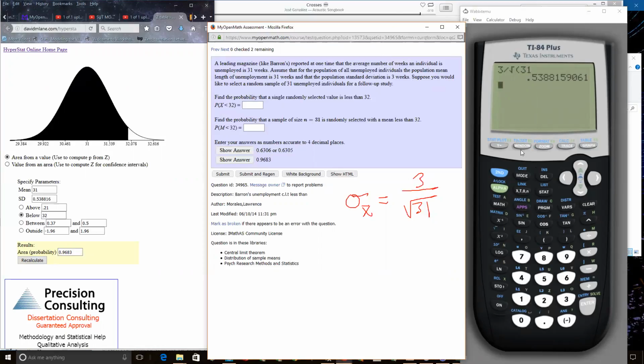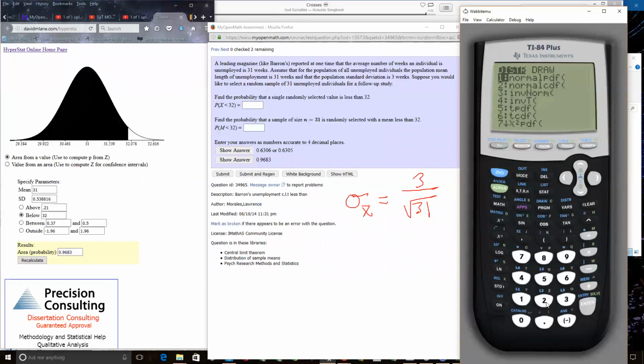If you're going to use your calculator for it, again, it's just normal CDF. And you're going to say, what's the low? Well, the low is like negative 1,000. Do something ridiculously low. I mean, you could probably do 0 and get away with that. And then the upper value is 32. For the first question, when it's a single individual, the mean was 31, right? And the standard deviation was 3.